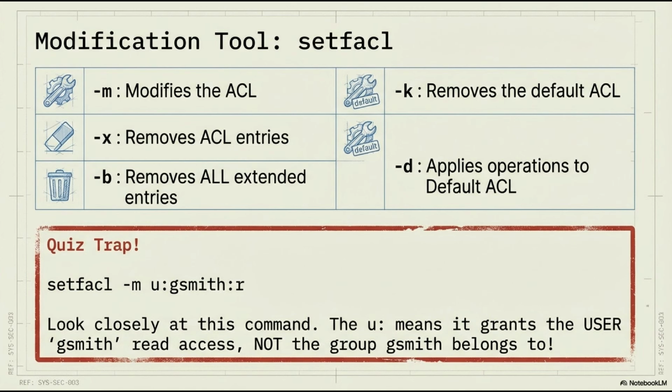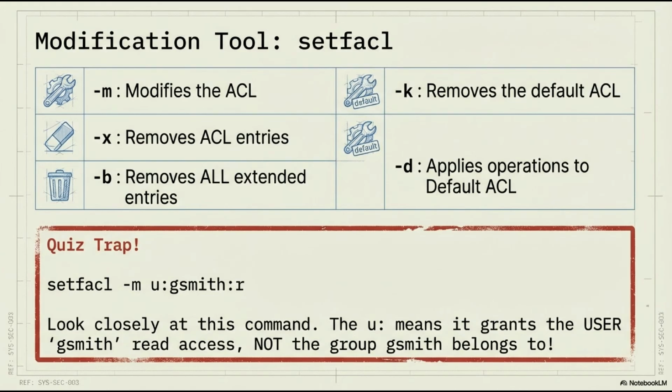Extremely dangerous, which is why you also need to understand the -k flag for removing default entries. How does that work? Well, default ACLs can act as a template, causing newly created files to automatically inherit unwanted permissions. If a folder has a bloated default template, -k is the surgical tool you use to wipe that default slate clean. Awesome breakdown. Now there's a massive quiz trap from the sources on this slide. The command setfacl -m u:allenbury-smith:r. Pay very close attention to that u:. Yes, the u: means it grants the user Smith read access. It does not mean it grants access to the group that Smith belongs to. Precision is everything. The command line takes things very literally.